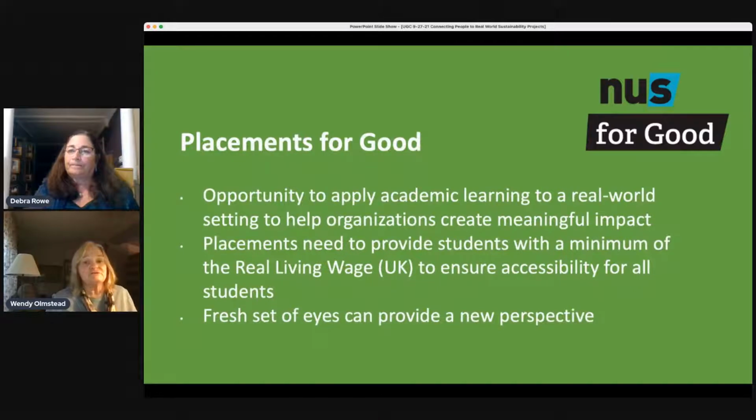The For Good platform is unique in that it also provides placements with nonprofits, public sector organizations, and businesses, so students can get hands-on experience. In keeping with SOS UK's goal to make sustainability inclusive, placements need to provide students with a minimum living wage to ensure that they are able to participate, regardless of their economic status. Not only are placements a valuable experience for students, partners report that a fresh set of eyes often provides their employees with a new perspective, and that can move their work in a new, more effective direction.